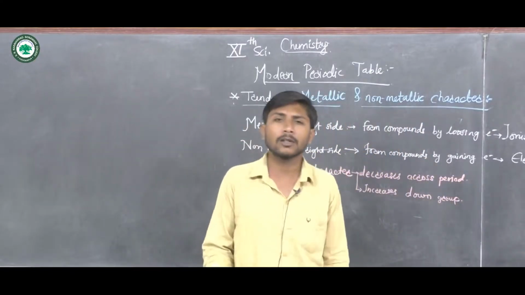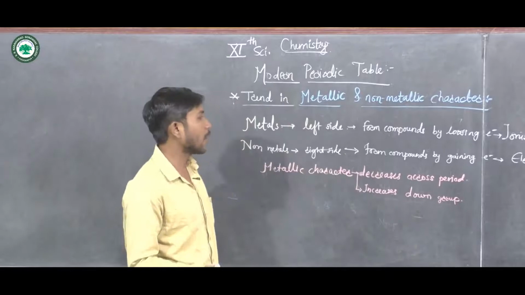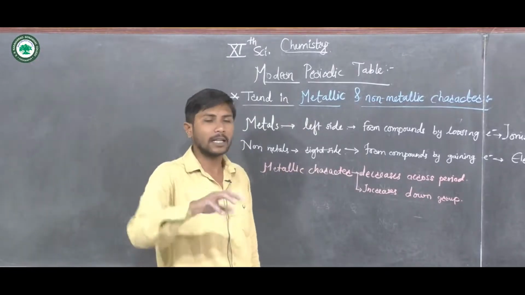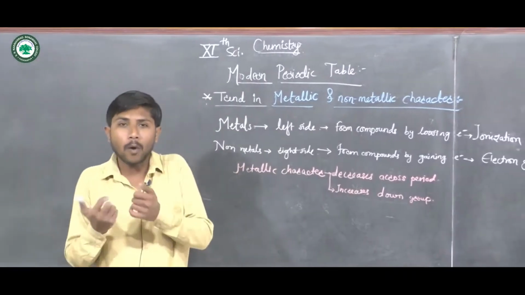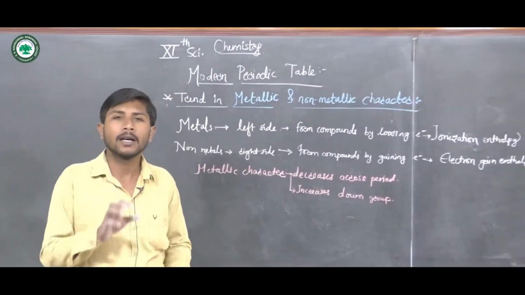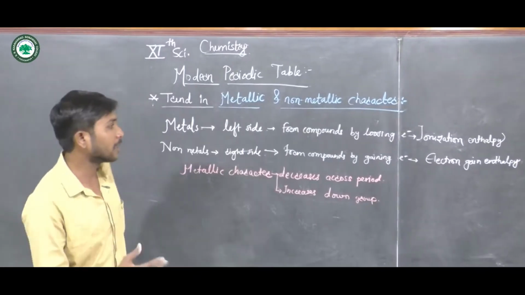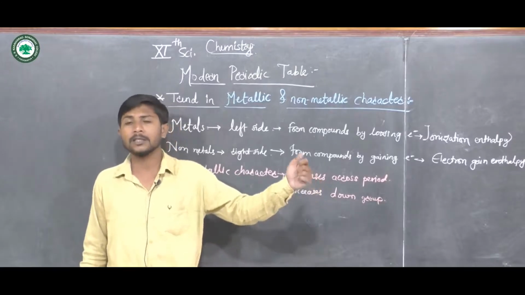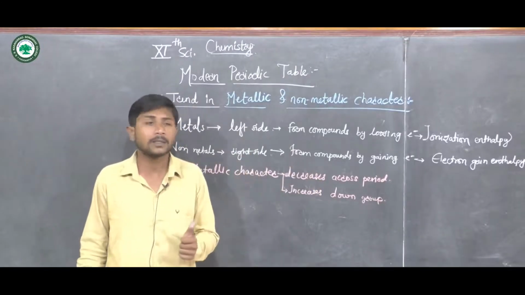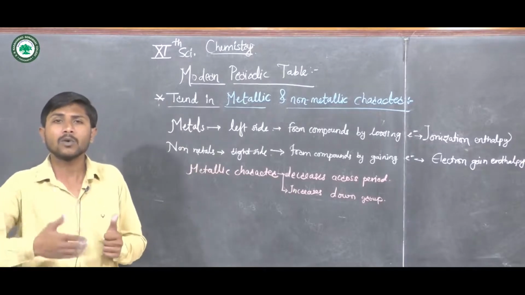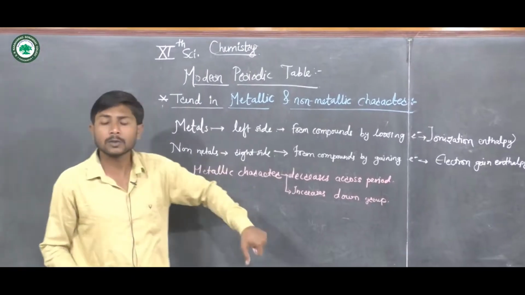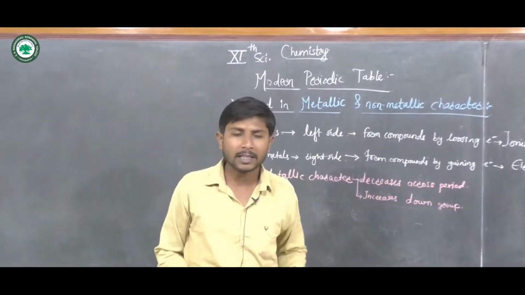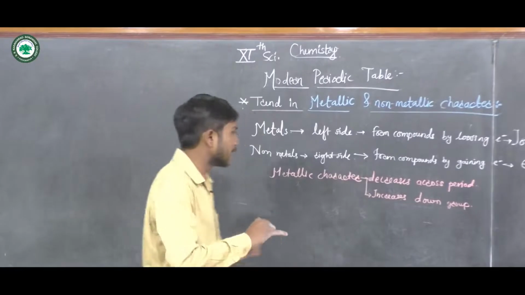We have seen what electron gain enthalpy is, the change in enthalpy while gaining the electron. That may be exothermic or endothermic. If gaining an electron requires heat energy, it is endothermic. If heat is evolved, it is exothermic. Across the period, we have seen that the electron gain enthalpy goes on more negative, and down the group also, and that's why non-metallic character increases.